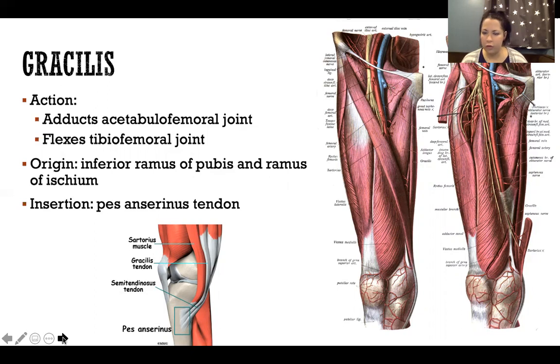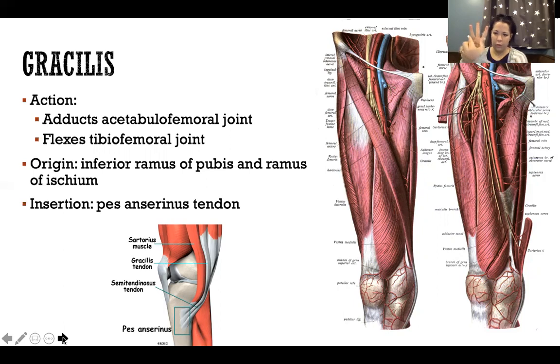Gracilis is just a long, skinny muscle going right down the medial side of the thigh, crosses the knee, and inserts into the pes anserinus tendon. So if we look at that picture on the bottom, that shows the pes anserinus or pes anserine, pes anserinus tendon. People refer to it in lots of different ways. It also has the nickname the crow's foot because essentially it's a little tendon that has 3 branches.